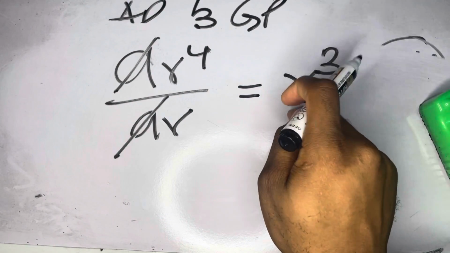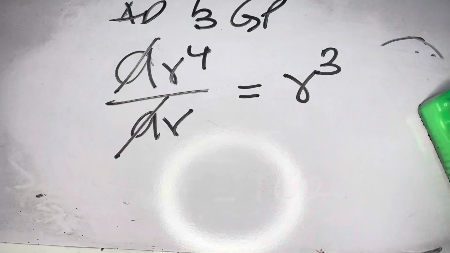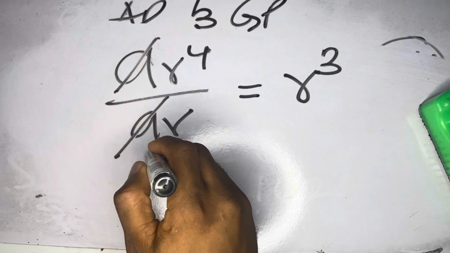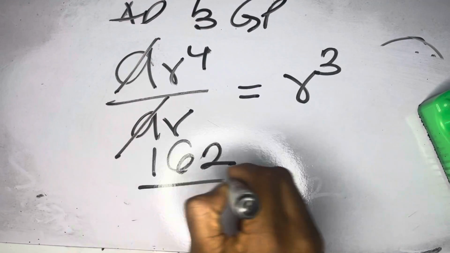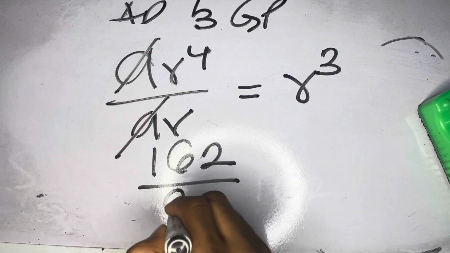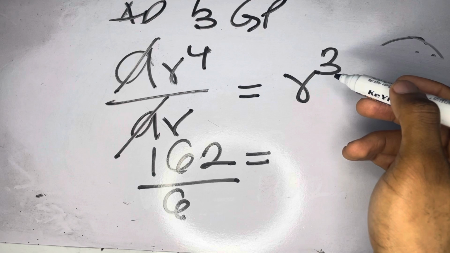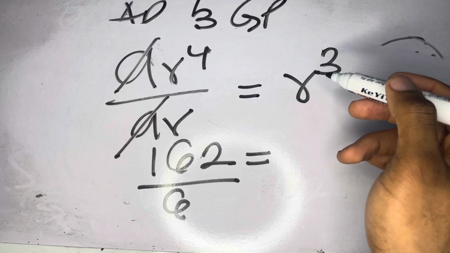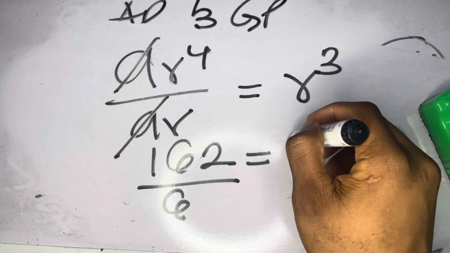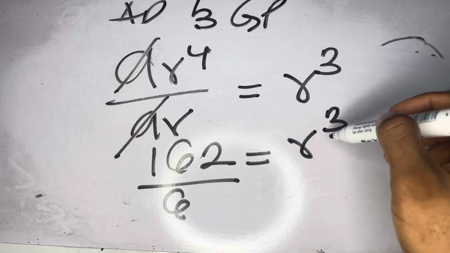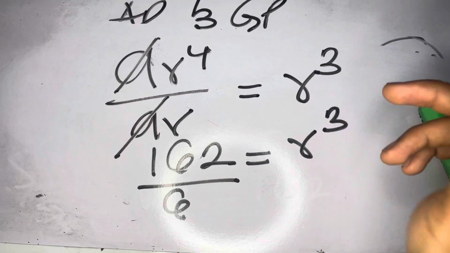This is in a bid to get R. So now remember, this is 162 divided by 6, which is equal to R raised to power 3. So this is equal to R raised to power 3, and the aim now is to get R. So how do we go about that?